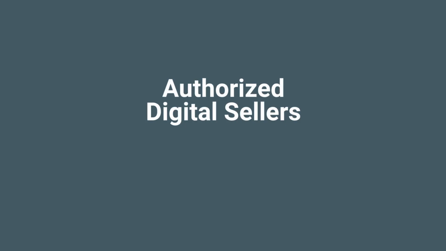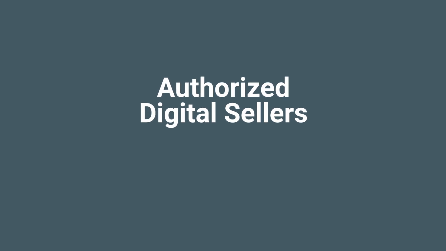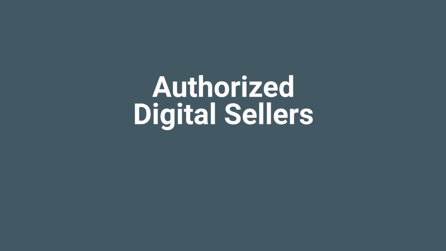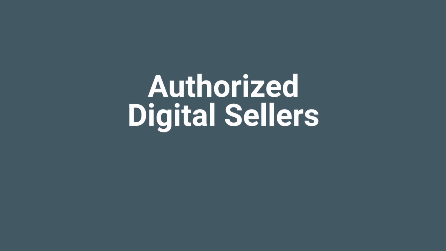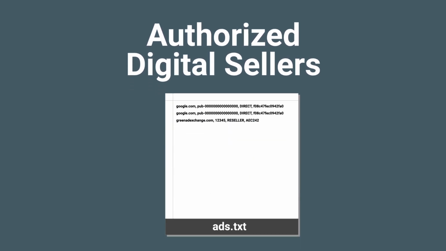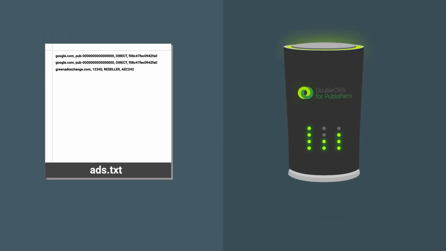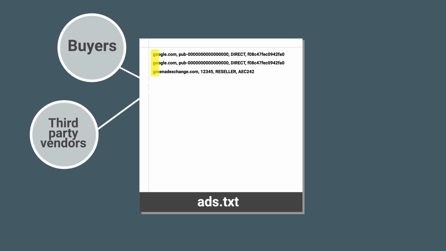Authorized Digital Sellers is an initiative from the Interactive Advertising Bureau, also known as the IAB, to improve transparency in programmatic advertising. DFP publishers are able to declare a list of authorized digital sellers by creating an Ads.txt file. Publishers can create their own Ads.txt files directly in DoubleClick for Publishers to identify who is authorized to sell their inventory. Once an Ads.txt file has been hosted at the root level domain, it will be publicly available and crawlable by buyers, third-party vendors, and exchanges.